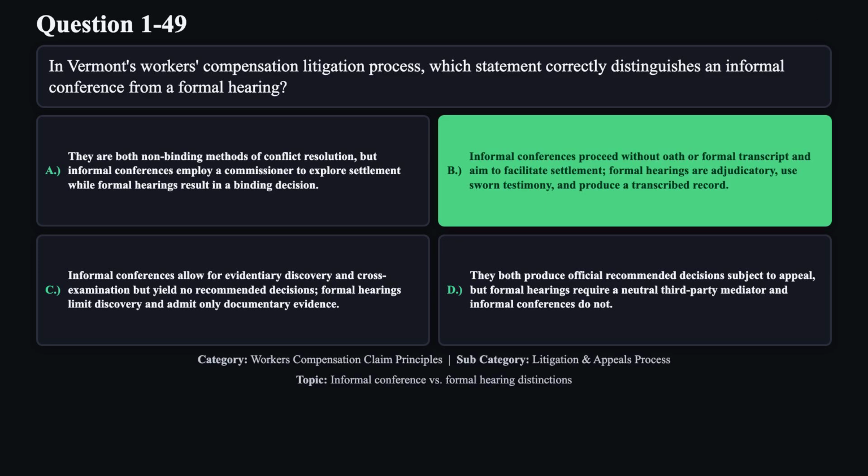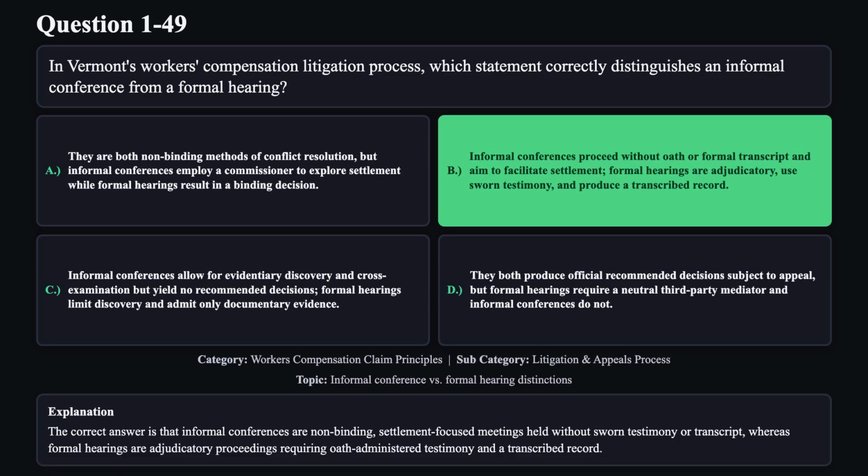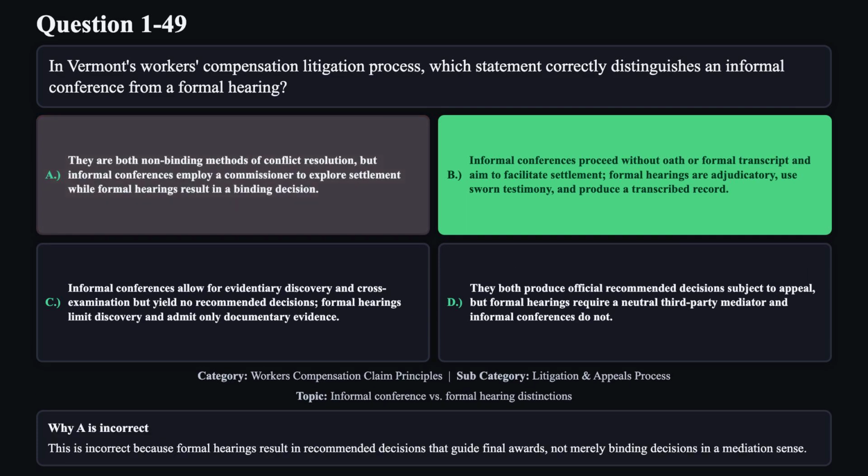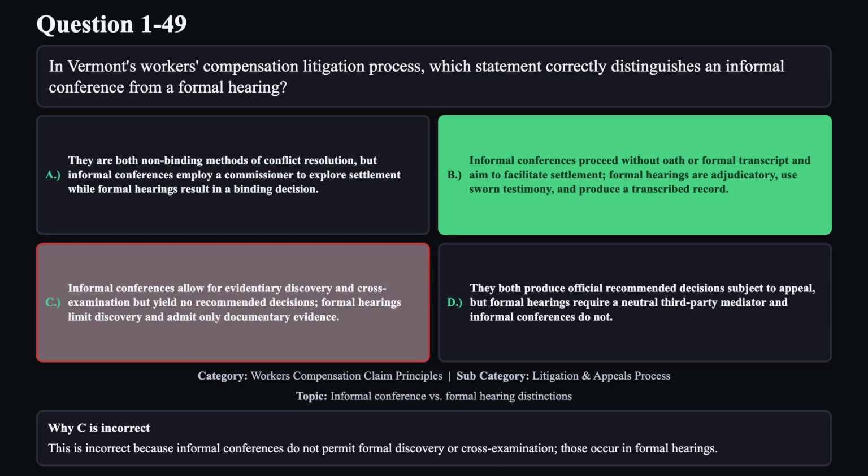The correct answer is B. The correct answer is that informal conferences are non-binding, settlement-focused meetings held without sworn testimony or transcript, whereas formal hearings are adjudicatory proceedings requiring oath-administered testimony and a transcribed record. Reason A is not correct. This is incorrect because formal hearings result in recommended decisions that guide final awards, not merely binding decisions in a mediation sense. Reason C is not correct.